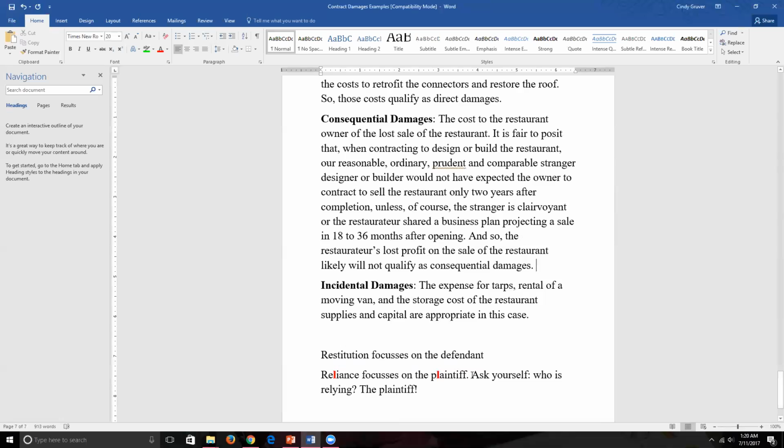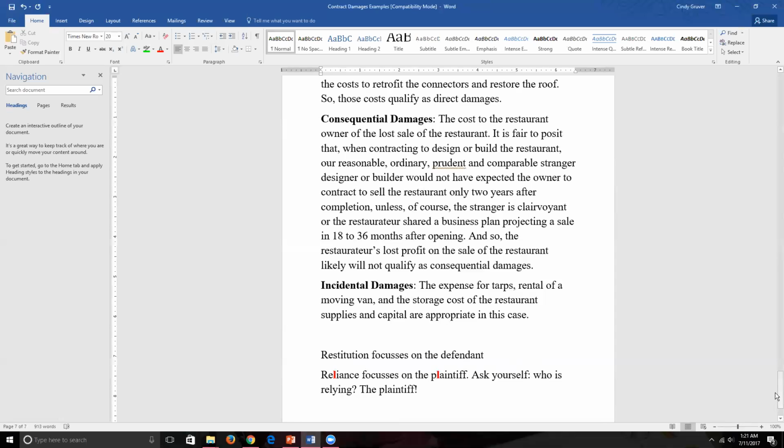Another way to think about it is who is relying? When we say reliance damages, who is relying? Well, it's the plaintiff who's relying, right? And so that can be another way of remembering reliance relates to the plaintiff. Restitution relates to the defendant.